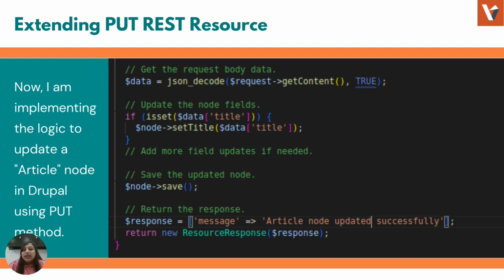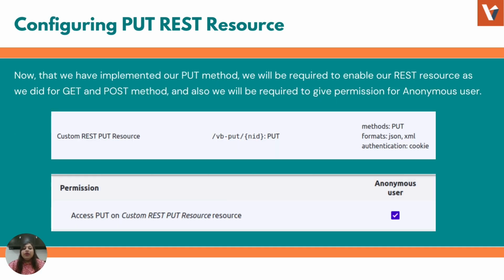So once it is done, I can assume that my code is working very fine. So let's come to configuring our put REST resource, where again we need to go to the services REST page. We need to enable our service and our resource. So I have enabled my put resource here. I can see my path here, VB put with the ID, and I can see my method is put.